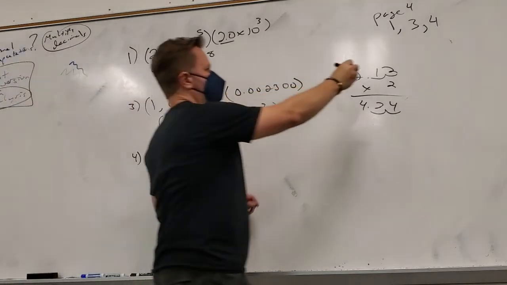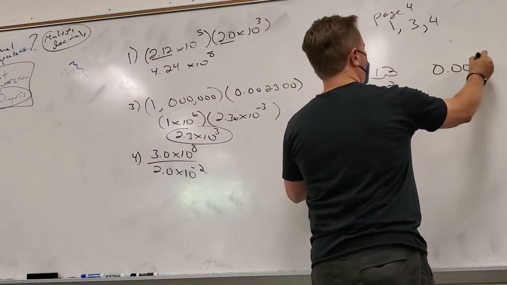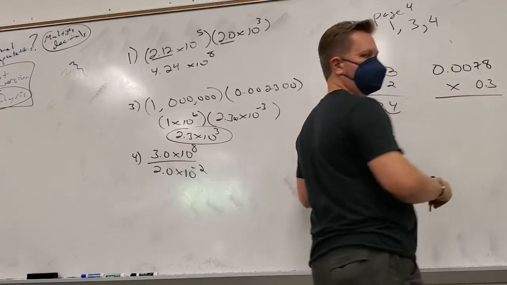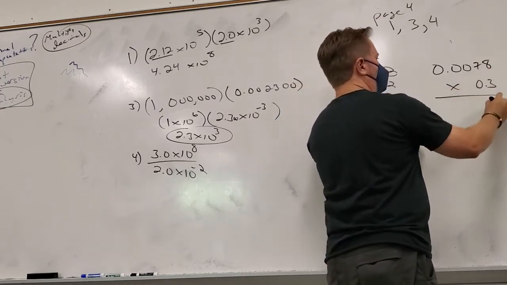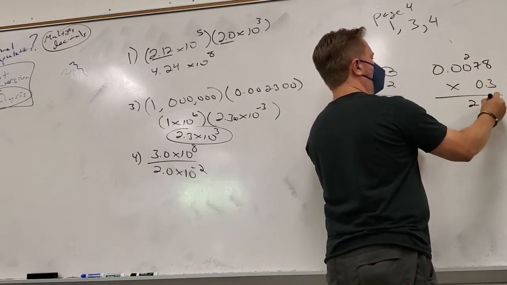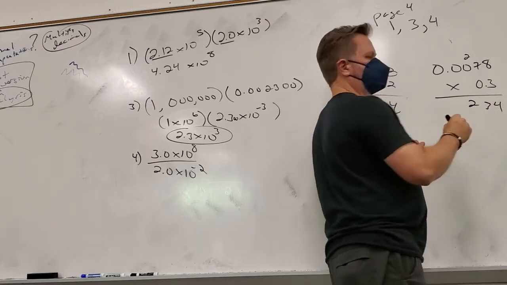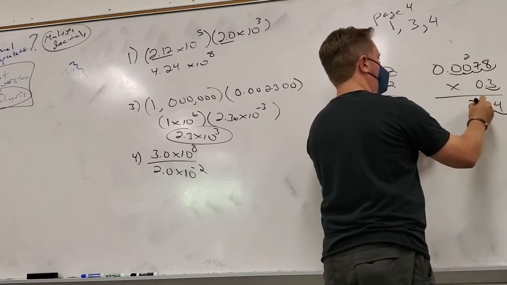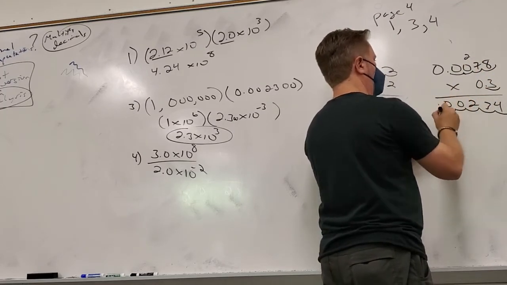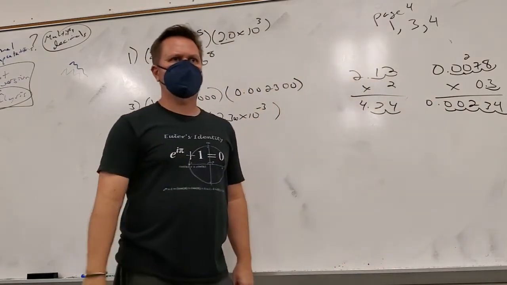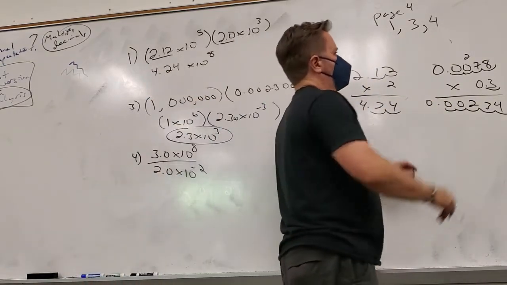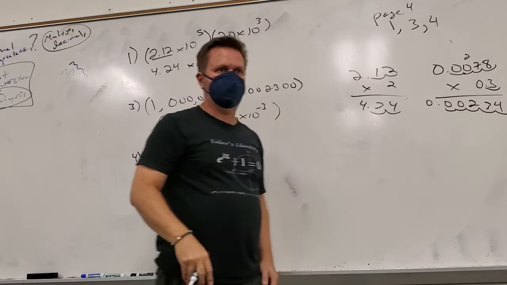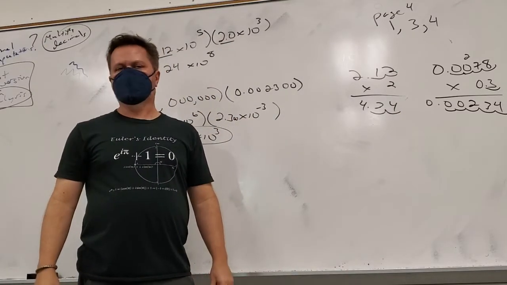So real quick, since we're on this topic, if I had to do 0.0078 times 0.3, right? So 4, carry the 2, 21, 23. Now count the decimal places: 1, 2, 3, 4, 5. So 5 total decimal places, right? So your answer has to have 5 decimal places.